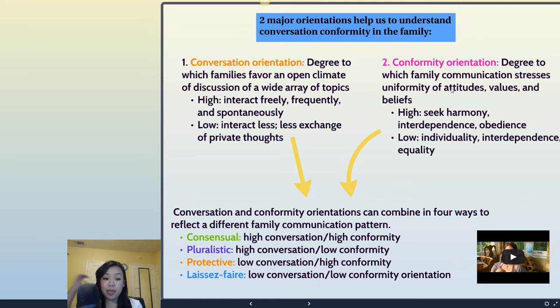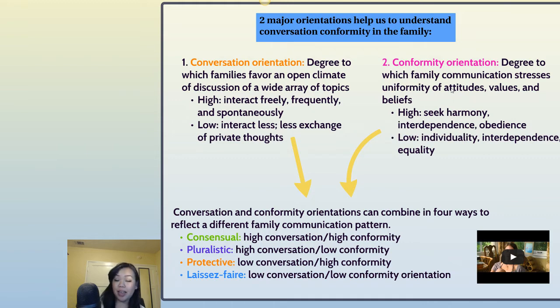With conformity, we measure high and low as well. If families are very high on conformity, they are systems that seek harmony, interdependence, and obedience, meaning everybody should conform and behave the same way. If families are lower on that, we get more individualism. We get interdependence, but it is based on equality, where instead of being pushed to be obedient, everybody is pushed to have equal voices within the family system.